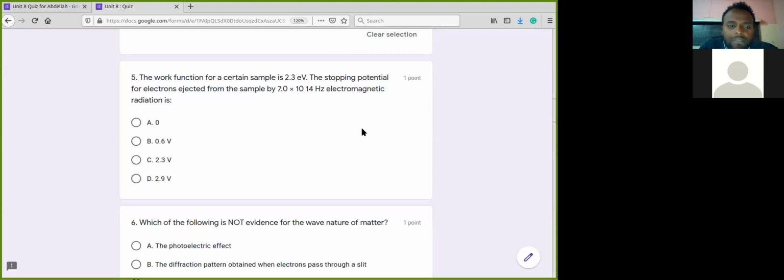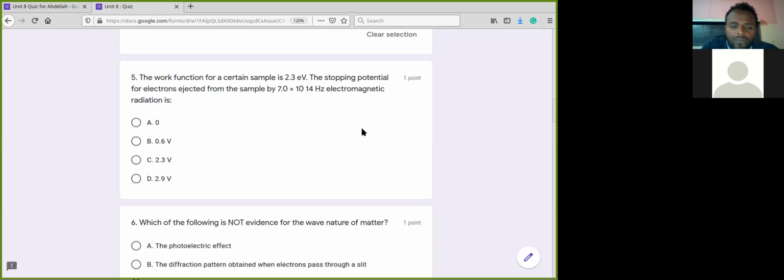Therefore, subtract the work function from that. 2.9 minus 2.3 electron volts is 0.6 electron volt, yes? Then to get the stopping potential, divide by the charge on the electron. Then your answer for the stopping potential is 0.6 volt, yes?